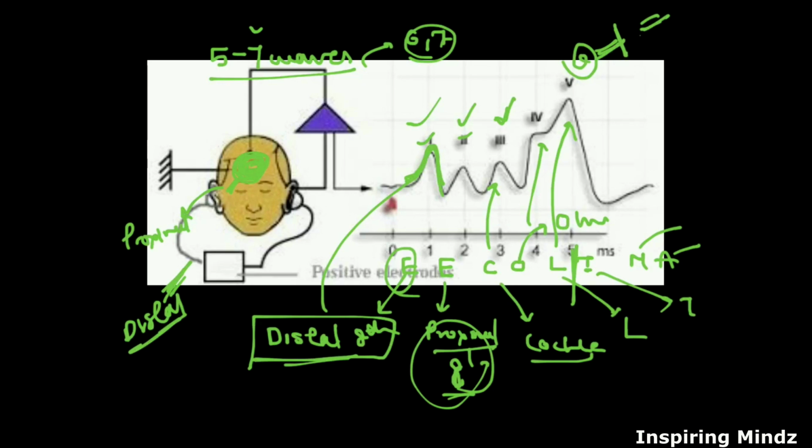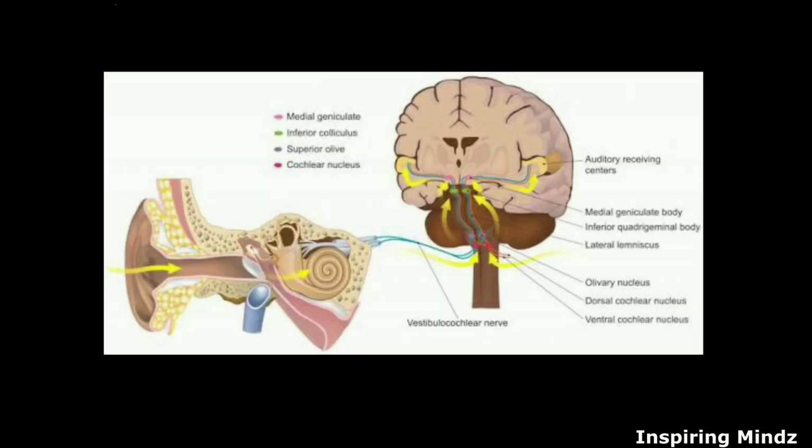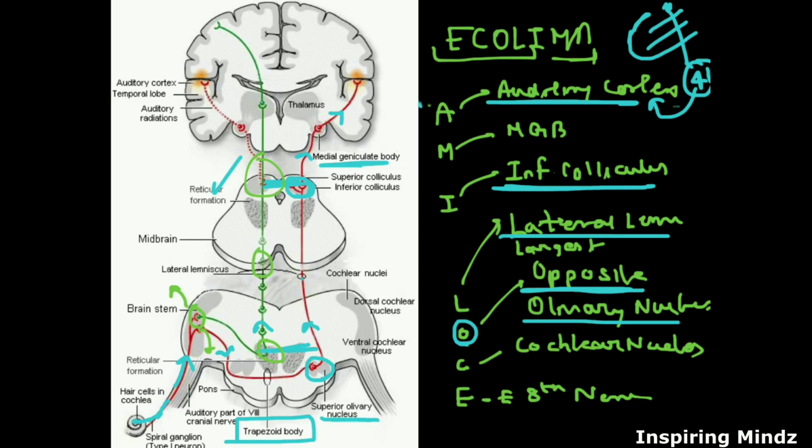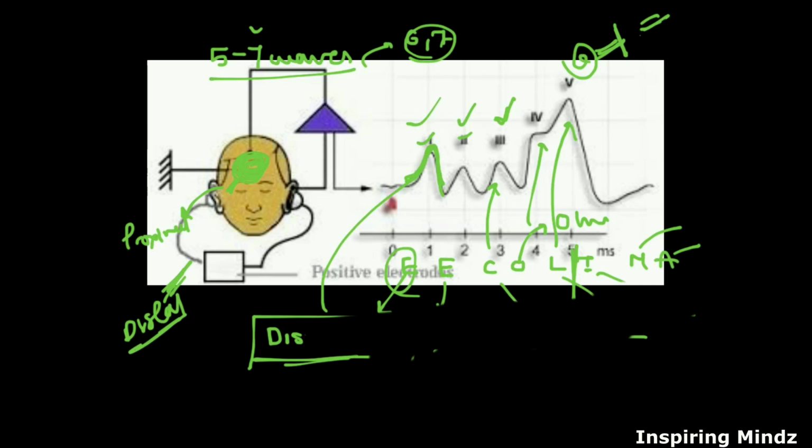Now you will get my point that in the mnemonic of E. coli, I have told you that you have to remember from L that it is lateral lemniscus and largest. By largest I meant that the wave which is largest in the BERA is due to the lateral lemniscus. So very simple to remember what is BERA. First point, what is BERA?